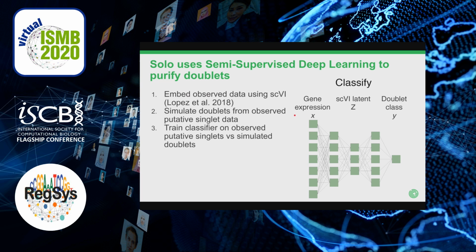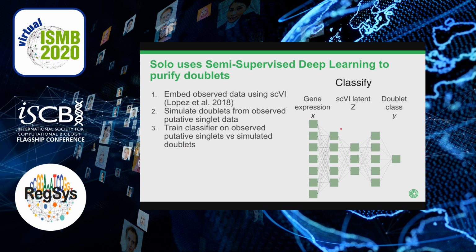Once we have our simulated doublets and our observed data, which we treat as singlets, we embed the gene expression vectors X into the latent space Z using SCVI, and from this latent space we train a classifier. The classifier we've chosen to use is a simple multi-layer perceptron, and we train with early stopping, dropout, stochastic gradient descent, the typical bells and whistles of deep learning today. And we find that this works quite well.